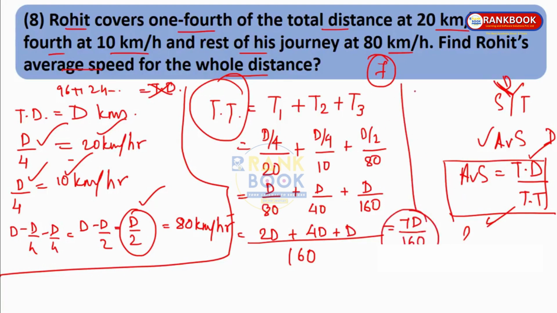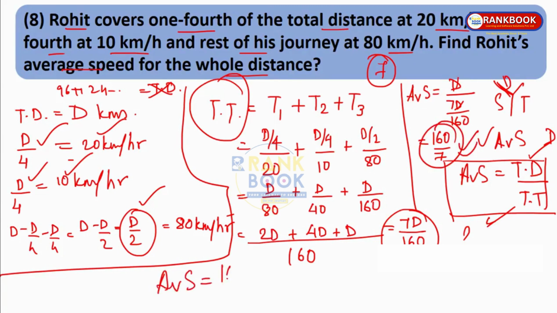Now, let us find the average speed. What is average speed? Total distance, assumed D. Total time, 7D upon 160. D gets cancelled. Average speed is 160 upon 7 kilometers per hour. This is the average speed. I'll write it again over here: average speed is 160 upon 7 kilometers per hour for Rohit.